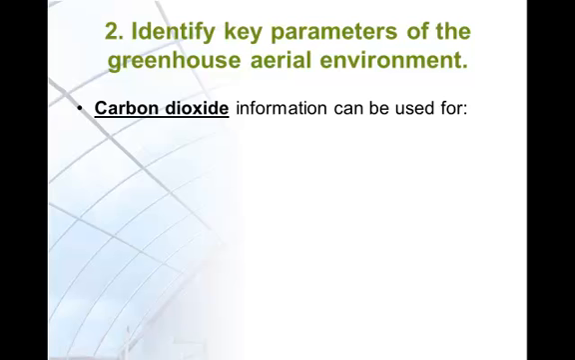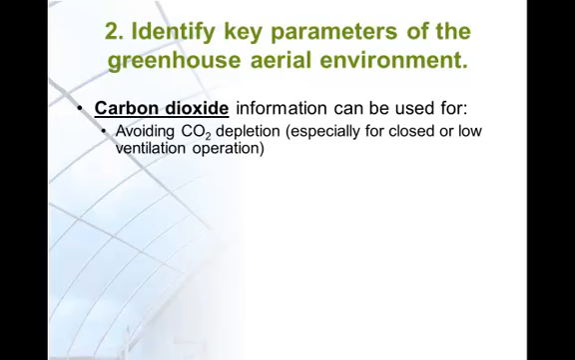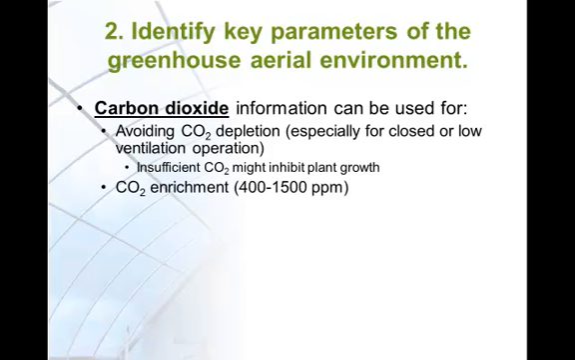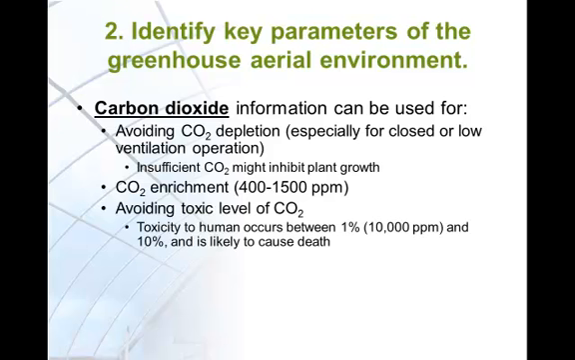It is necessary to monitor carbon dioxide levels in the greenhouse environments to ensure proper respiration of the plants. Greenhouses need to be properly ventilated to prevent carbon dioxide depletion. Insufficient CO2 can inhibit plant growth. CO2 levels should be between 400 and 1500 parts per million. High CO2 levels are usually not harmful to plants, but can be harmful to humans. Toxicity to humans occurs between 1% and 10% and is likely to cause death.